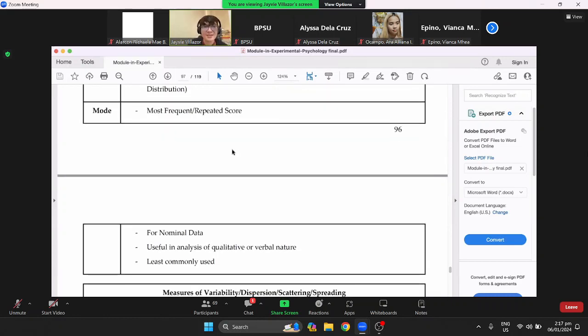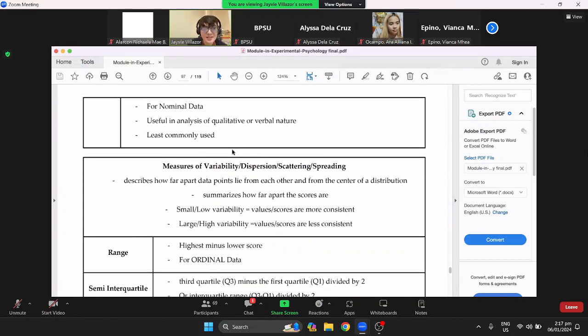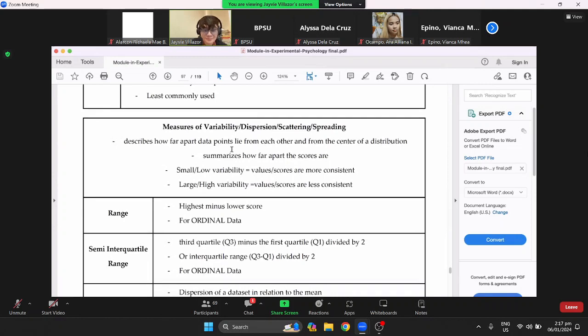Next, let's go to measures of variability. What does it mean? In measures of central tendency, we're just looking at the average, the center score, or the centrality of your data. Now, when we talk about measures of variability, we're looking at how dispersed, how diverse, or how distributed your scores are.